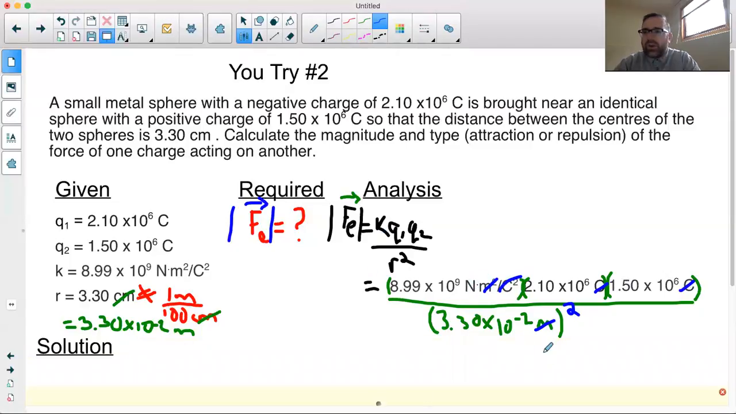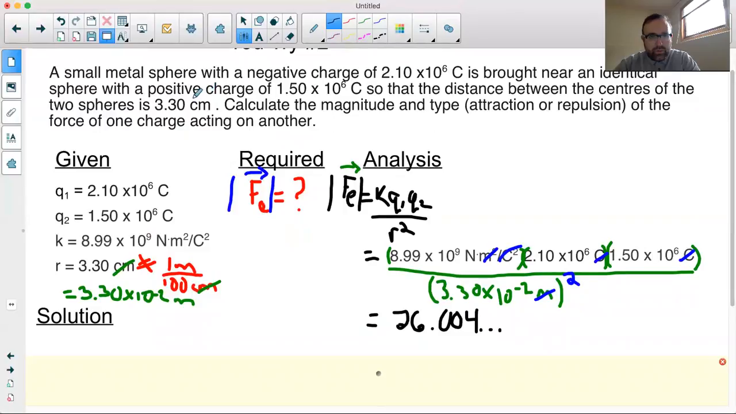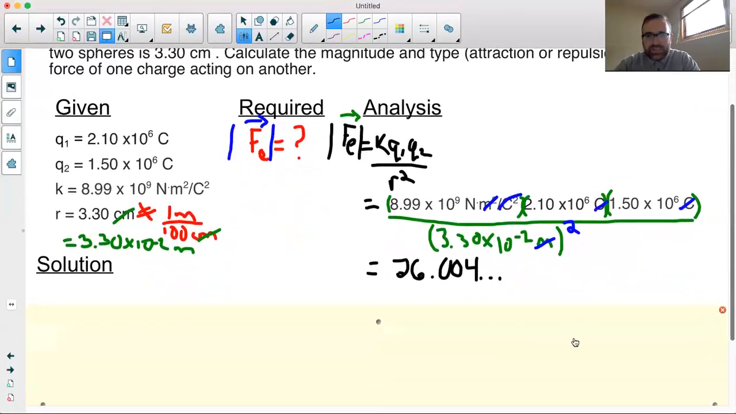So when you do your calculations, you're going to get 26.004 and so on. That just represents that the value keeps going on and on. Under my solution is where significant digits are a factor. 3, 3, 3. So our final answer should be 26.0. So Fe equals 26.0 newtons.